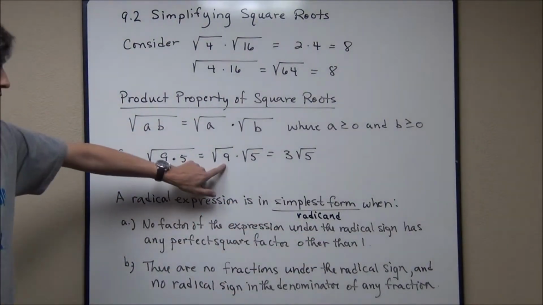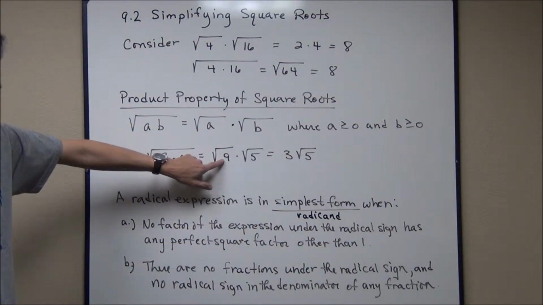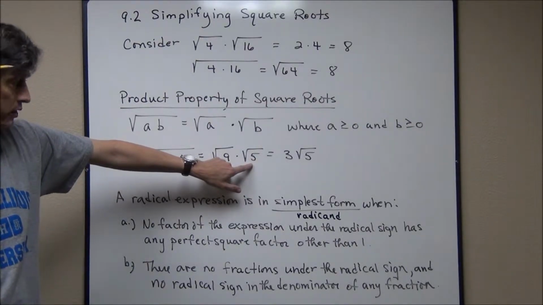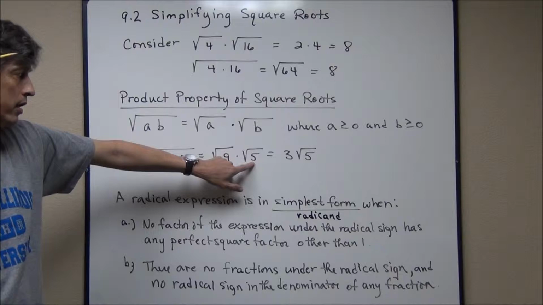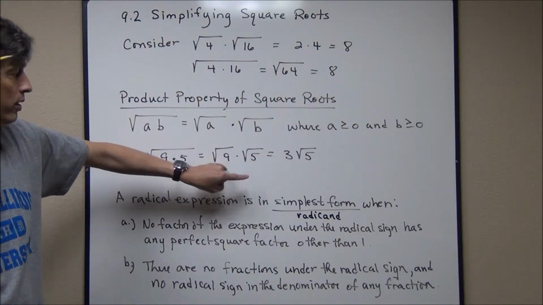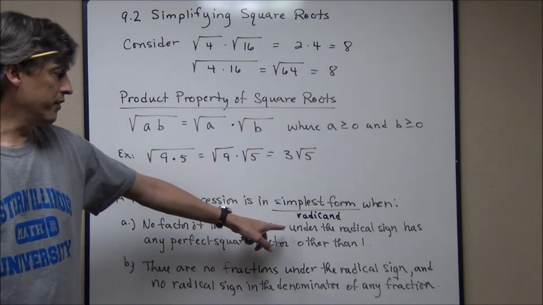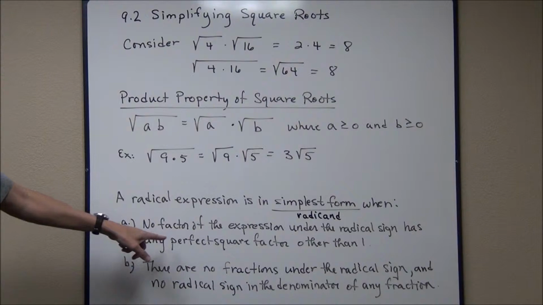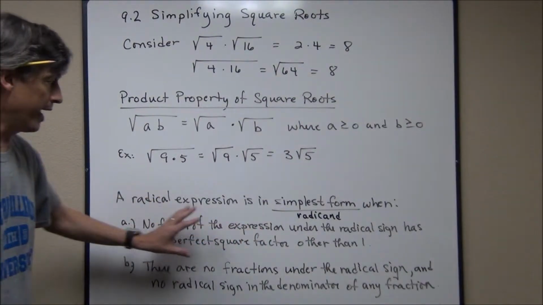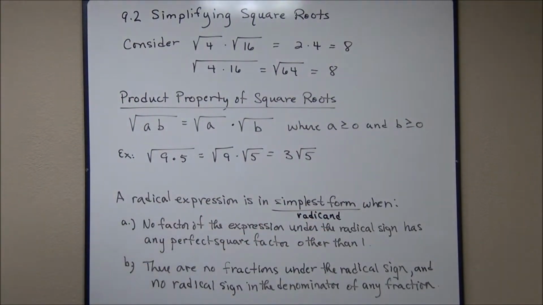Now notice here, this has a perfect square factor. 9 is a perfect square, right? 5 does not have a perfect square factor other than 1, and 1's not going to help us here. So that's why this part doesn't simplify. This part did, but this part does not. So no factor of the expression under the radical sign has any perfect square factor other than 1. If that's the case, that means we're probably in simplest form.